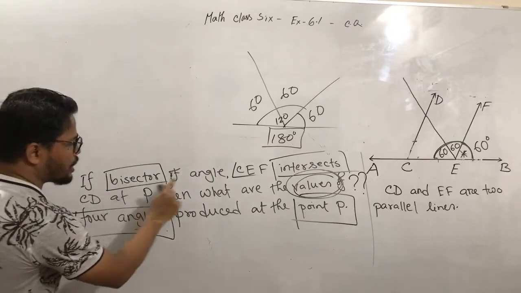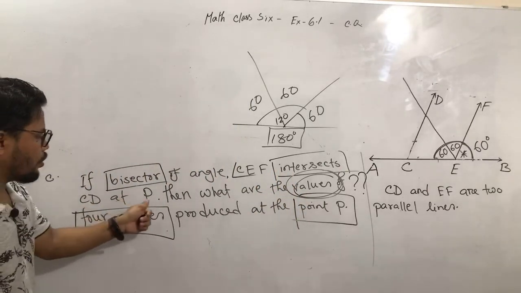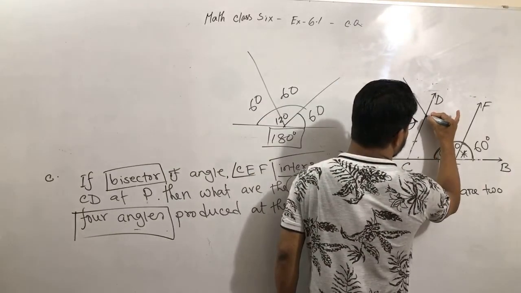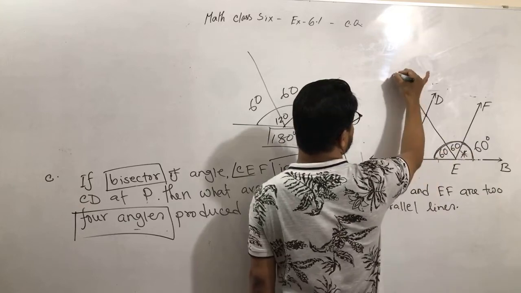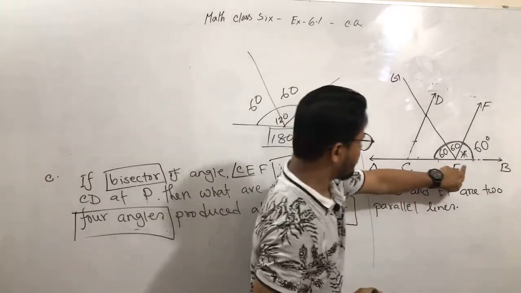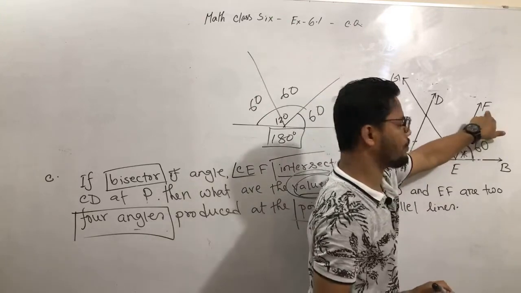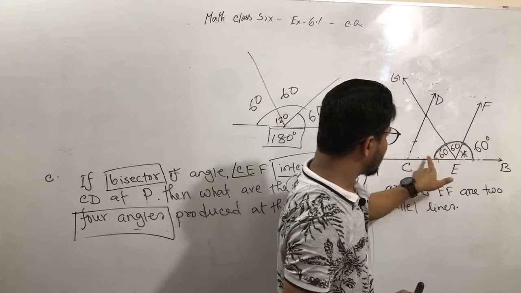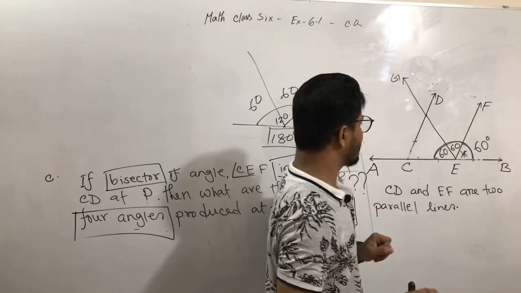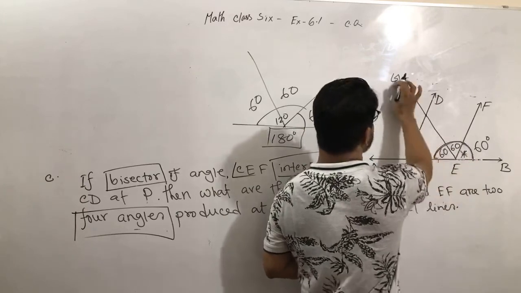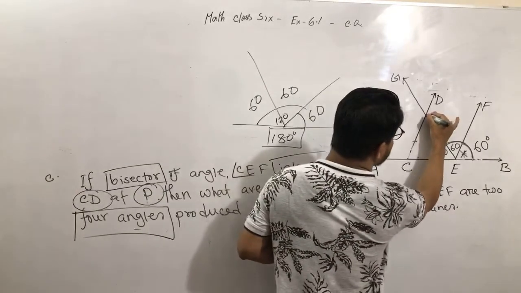Now, the bisector of the angle CEF intersects CD at the point P. So we can mention here the bisector of the angle CEF, we can call it EG. The line or ray, you can mention here ray. The ray EG bisects angle CEF. That means this line equally divides this angle into two parts. Each angle will be 60 degrees. Now this line EG intersects CD at the point P.